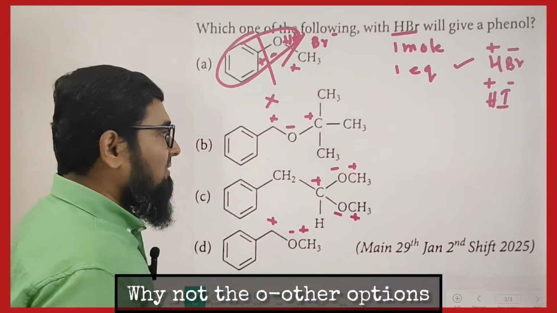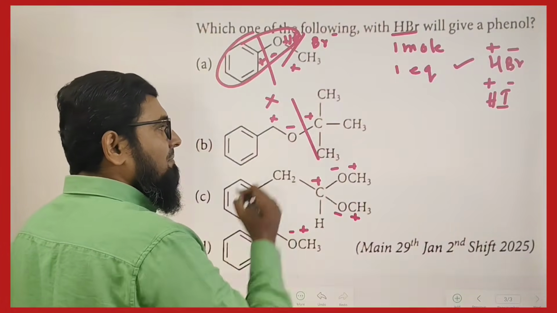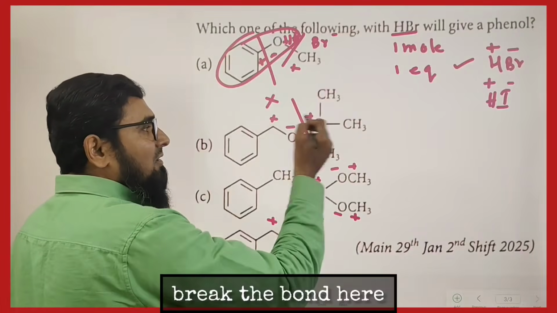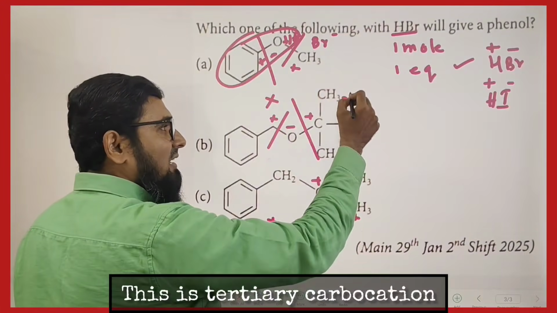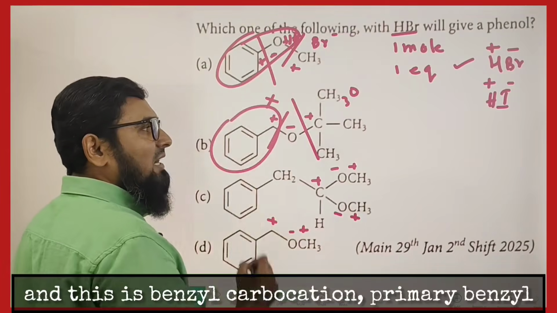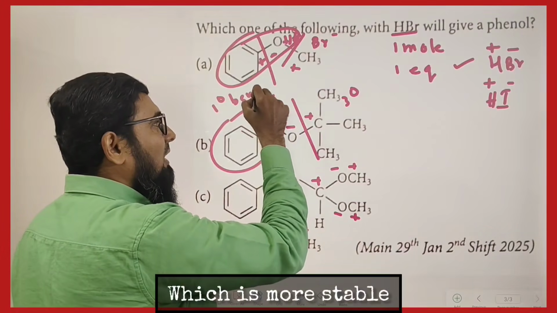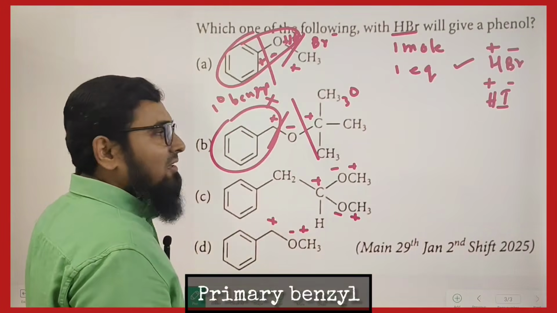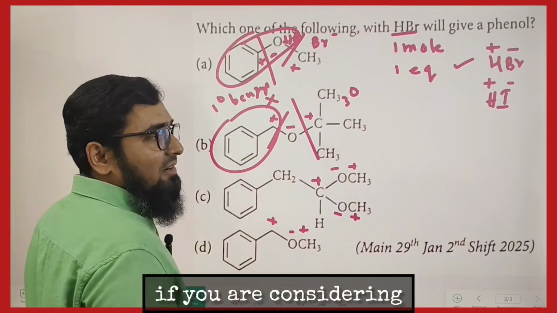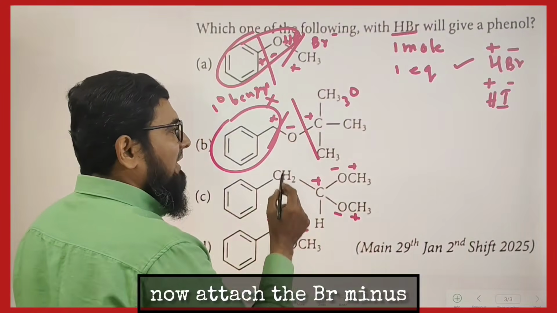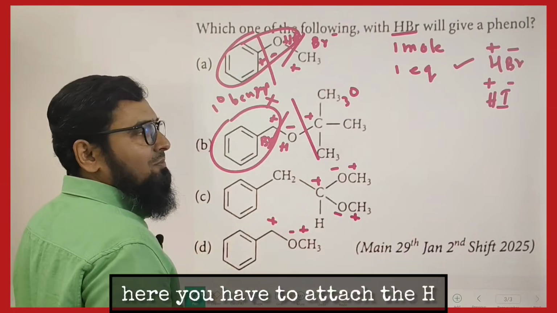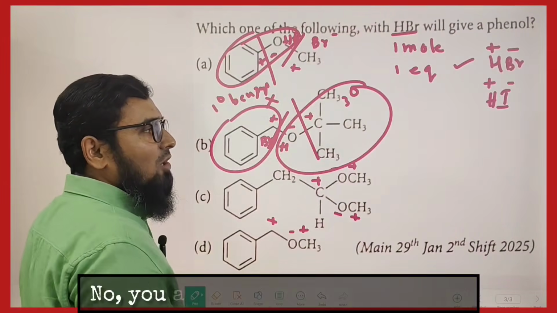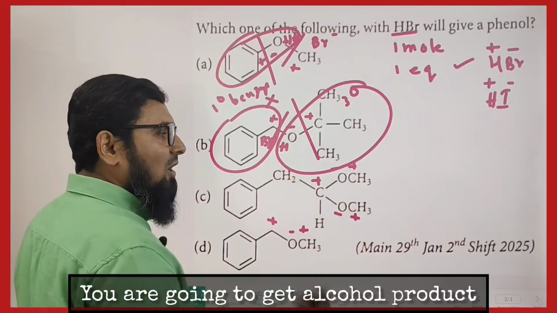Why not the other options? Now if you break the bond here, you can break the bond here, which is more stable. This is a tertiary carbocation, and this is a benzyl carbocation, primary benzyl, which is more stable. Now attach the Br minus here, and here you have to attach the H. So are you going to get phenol? No, you are not going to get phenol. You are going to get an alcohol product.